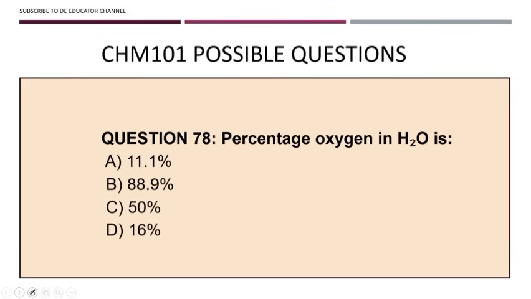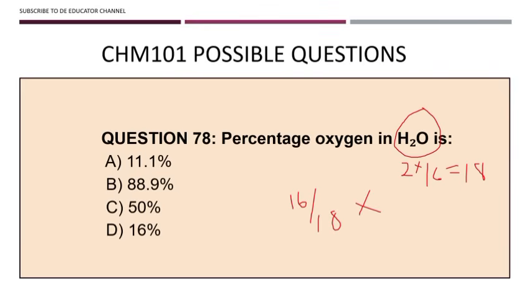78. Percentage of oxygen in H2O. This is very simple. To calculate the percentage of oxygen, first of all, we need to know the molar mass of H2O. Remember, H2 is 2, plus 16. So this is 18. What is oxygen? Oxygen is 16, which means 16 divided by 18 times 100.